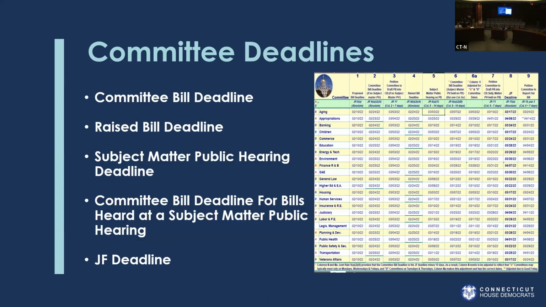There is lastly a JF deadline, which is the joint favorable deadline. That is the date by which each committee must report out bills or resolutions for further consideration by other committees or by the full General Assembly. Normally, bills must be voted on by 5 p.m. on the day of the JF deadline in order for that bill to move forward in the process.